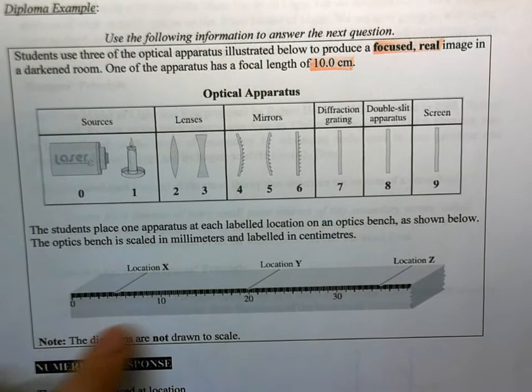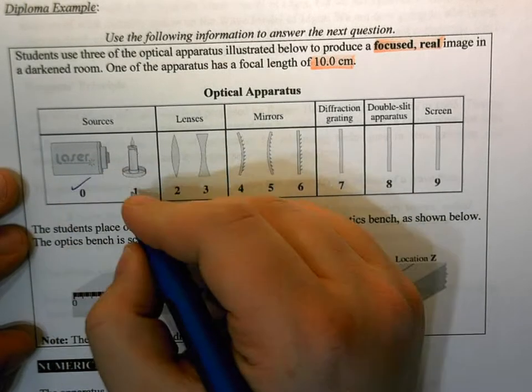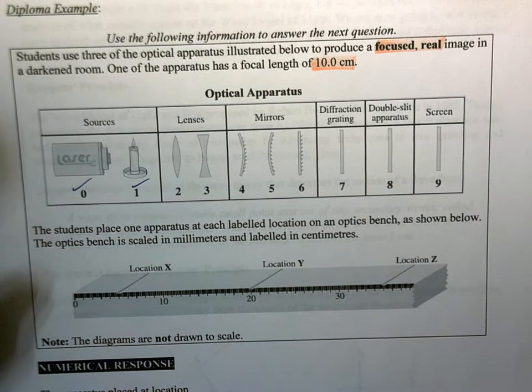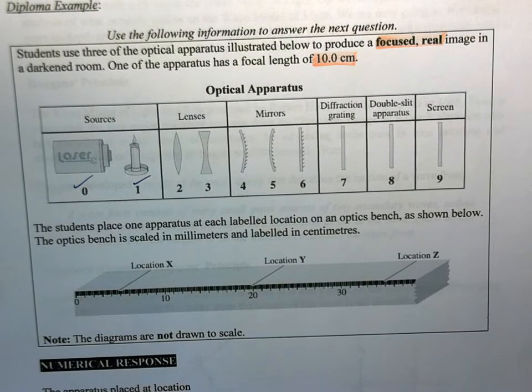So what we want to do is place 3 of these objects at X, Y, and Z in order to actually produce a focused real image. So the first thing we need is a light source. Now, in terms of the light source, we have a laser and we have a candle. The light source doesn't matter. Regardless of if it's a fancy laser or a candle, either source of light will work. So both of these are acceptable. We don't discriminate against the light sources, because a laser will produce an image, a candle light will produce an image.